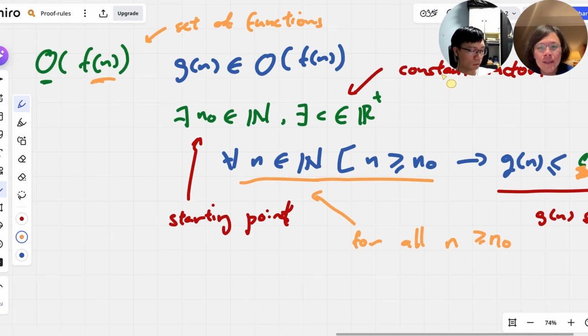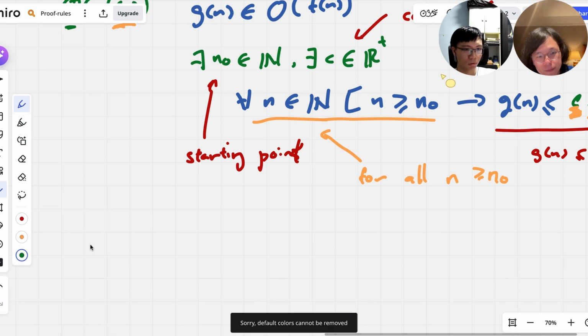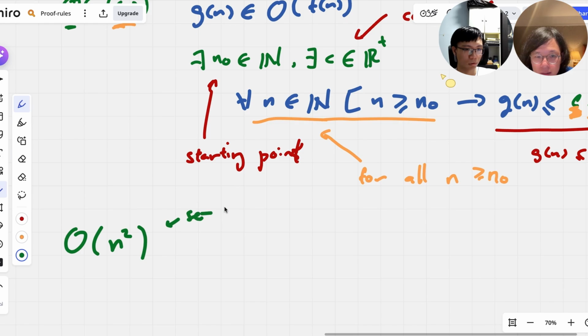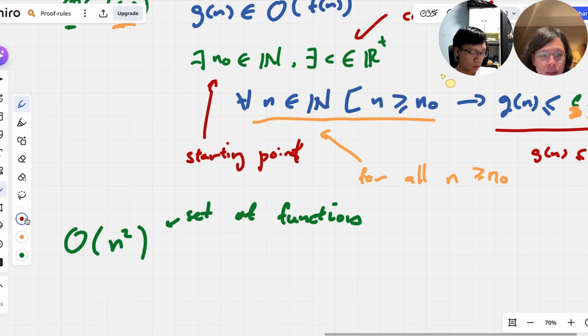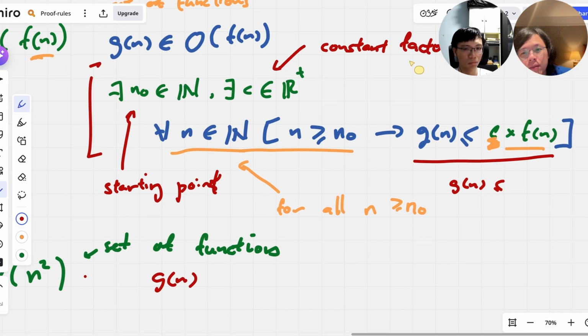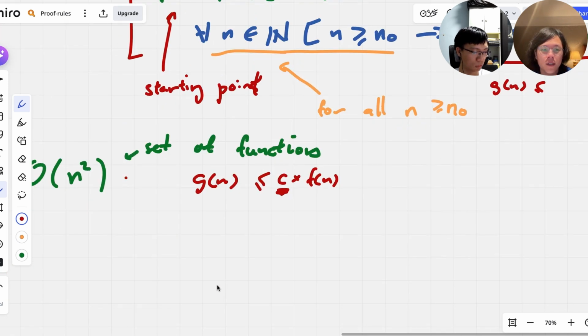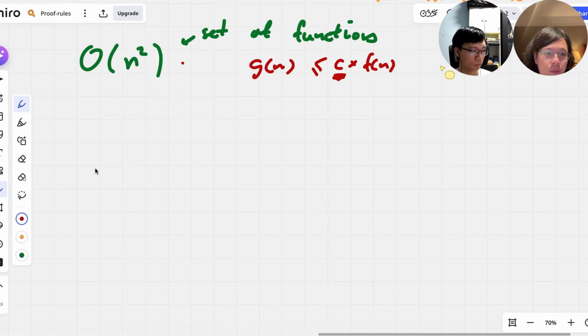Okay, as an example, let me run through an example with you guys. If we consider a set like O(n squared), again remember, this is a set of functions. This set holds any other function, we're going to call them g(n), so that this promise applies. In other words, past a certain point, g(n) must be less than c times f(n) for some positive constant multiplier c.